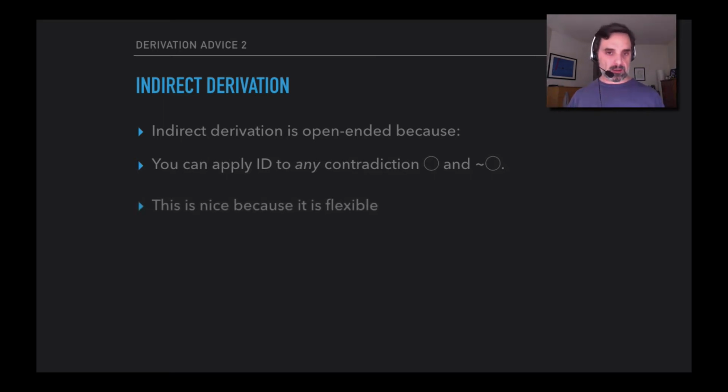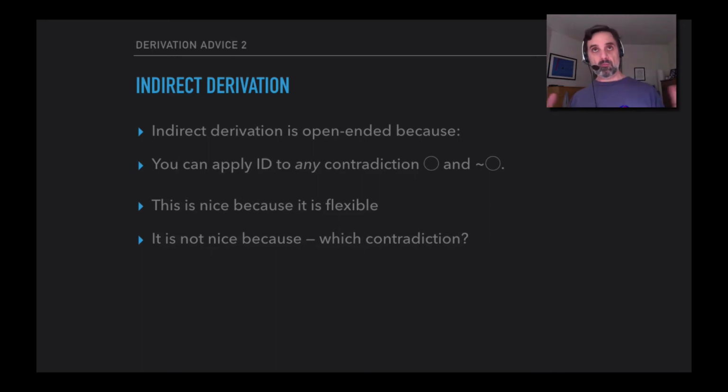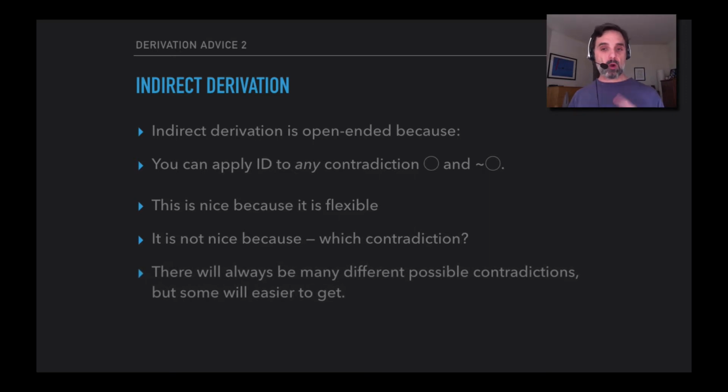Now that's nice because it's flexible. There are lots of situations in which it can apply. But it's also not nice because then we have to think about which contradiction. We have to keep our eyes open for any contradiction whatsoever. We're not fixed on just one sentence, and that makes things more wide open. In fact, there will always be many different possible contradictions, although some will be easier to get. So I just want to show you how there will be many different possible contradictions.